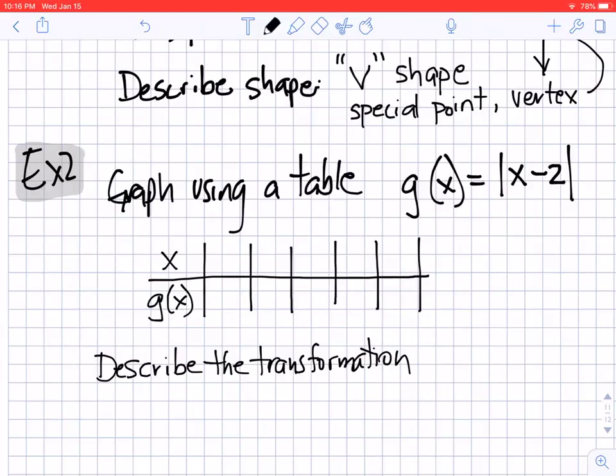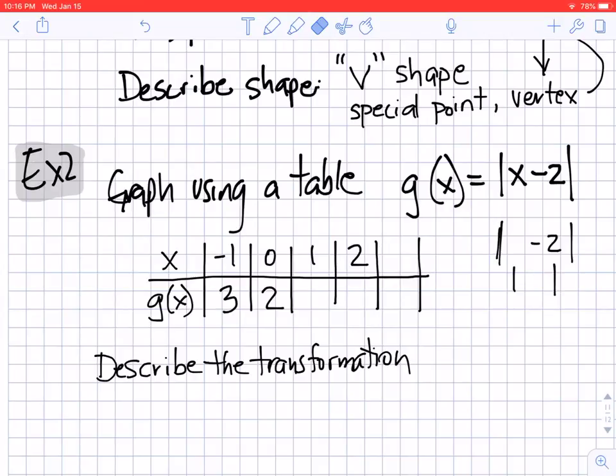We'll graph again using the table, and then we'll describe the transformation that occurred. Again, we'll start by picking our normal domain values and plugging each one of them in. This is going to take a little bit of work. So again, I'll plug in negative 1. I subtract 2. I get negative 3. The absolute value of negative 3 is positive 3. Doing this again, this time I'm plugging in 0 for the same problem. 0 minus 2 gives me negative 2. The absolute value of that is 2.